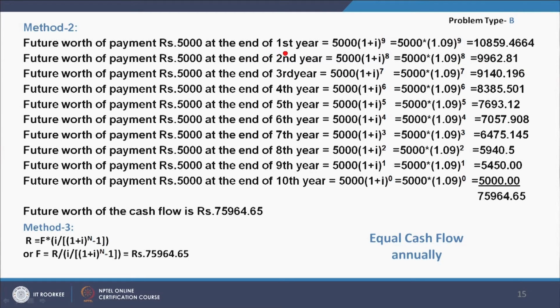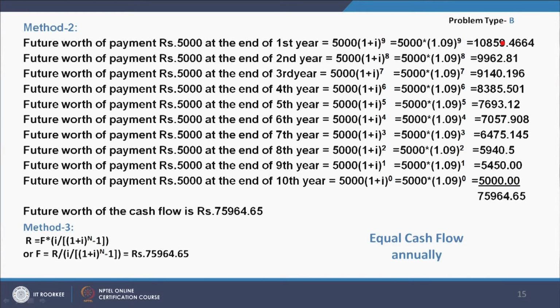In a similar way we find the future worth of all the payments up to the 10th year. In the 10th year, it will not earn any interest because it is paid at the end of the 10th year, and at the end of the 10th year we are finding the future worth, and that is why it is 5,000 only.